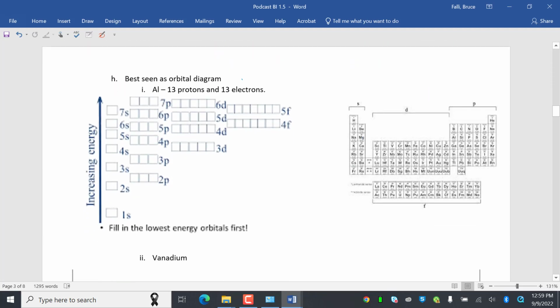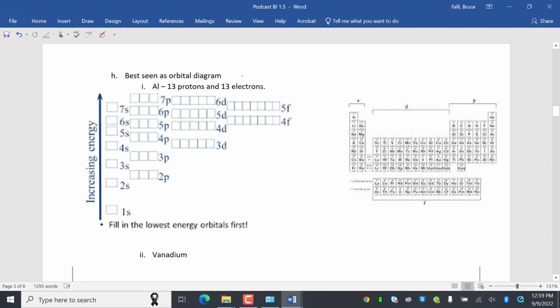All right, Hund's rule is best seen as an orbital diagram. So aluminum has 13 protons and 13 electrons, so I'm just going to put in electrons. Now here's my first batch of Hund's rule. Aluminum's electron configuration is 1s2, 2s2, 2p6, 3s2, 3p1. So as I fill this up, I do one at a time. Each orbital gets one because they're equal levels. And then 2, 2, 2. 3s has 2. 3p has 1. And notice I fill the lowest energies first.